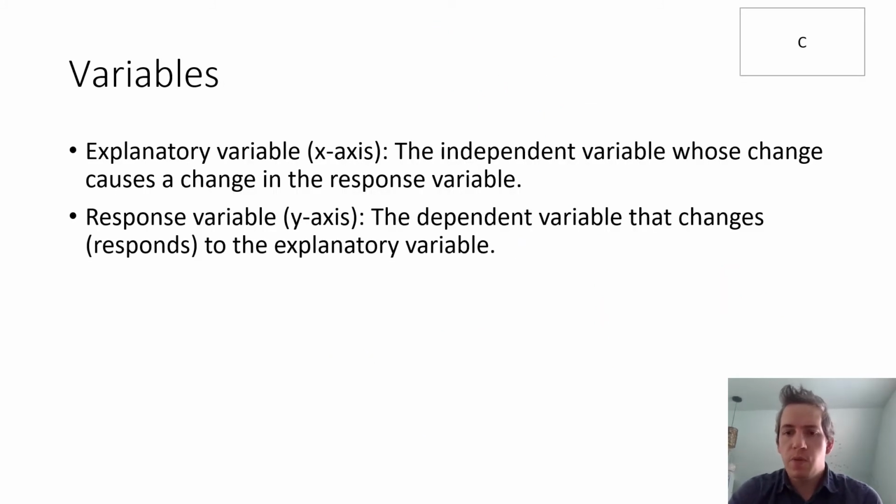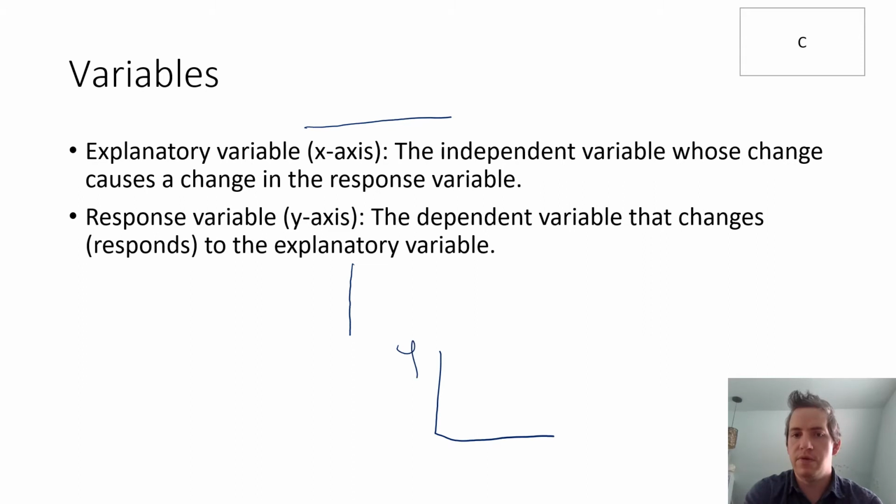We have two variables when we look at a scatter plot. Both are quantitative. We have an explanatory variable, which we put on the x-axis. So the x-axis is the horizontal axis. And the response variable we put on the y-axis. That's the vertical axis. So if we're looking at a graph, this is the y-axis and this is the x-axis. The explanatory variable is the independent variable who actually describes what's going on to the response variable.